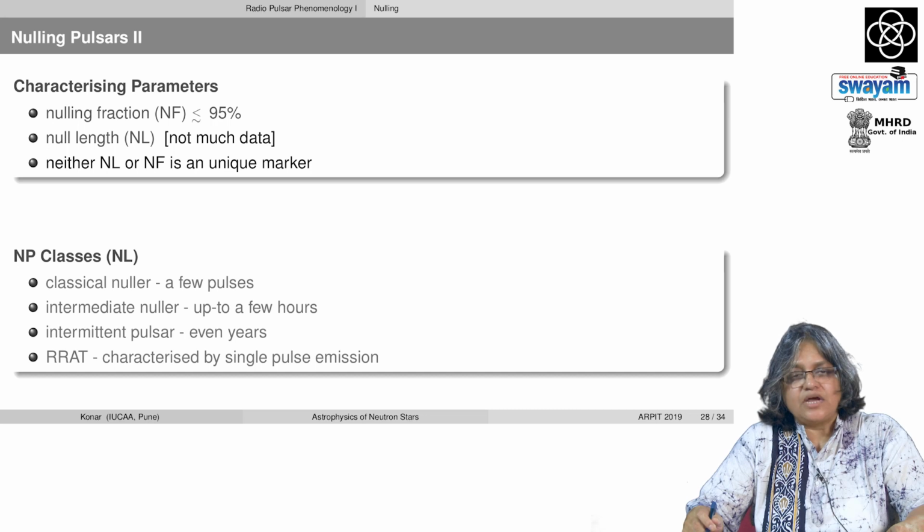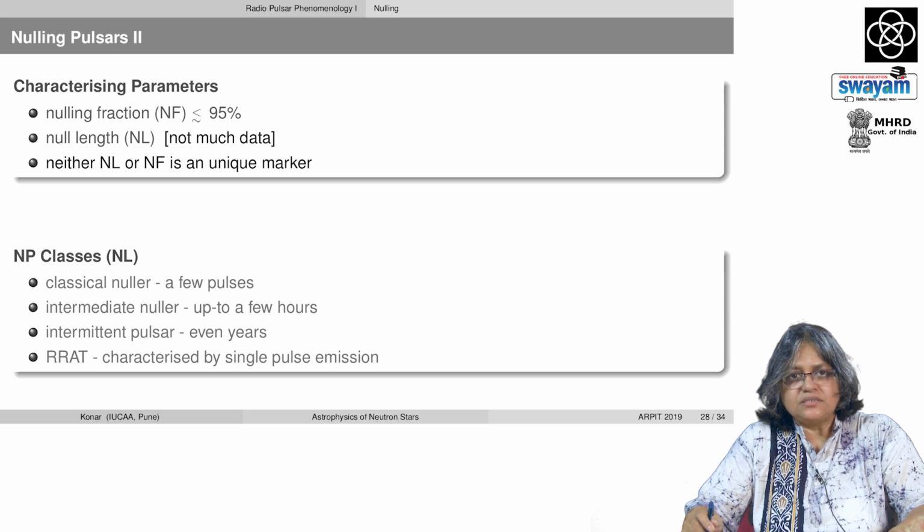However, neither nulling fraction nor nulling length is a unique marker of a particular nulling pulsar. Why? Because an individual nulling pulsar can be seen to have different nulling fractions in different phases, and similarly different nulling lengths in different phases. So, these are not unique markers. Nevertheless, depending on the length of the nulling phase, some classification has been made on these nulling pulsars.